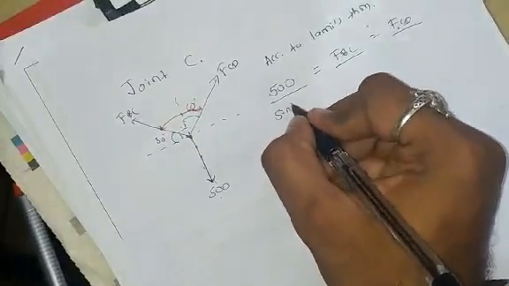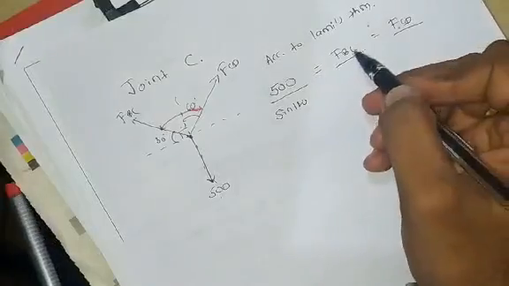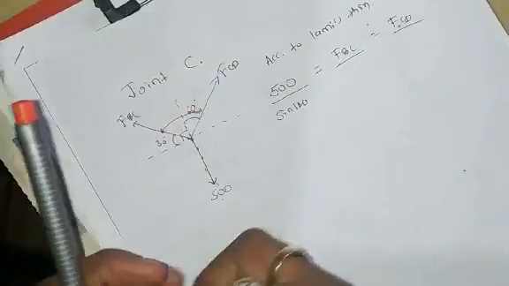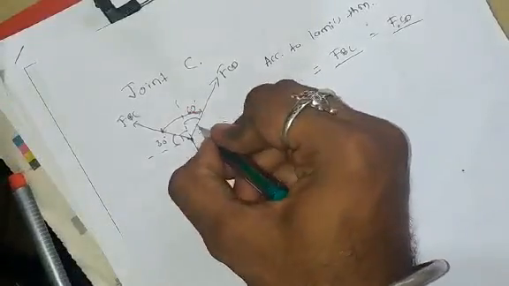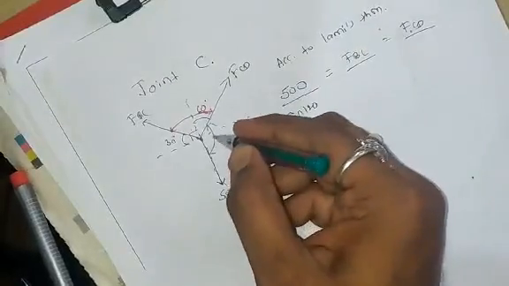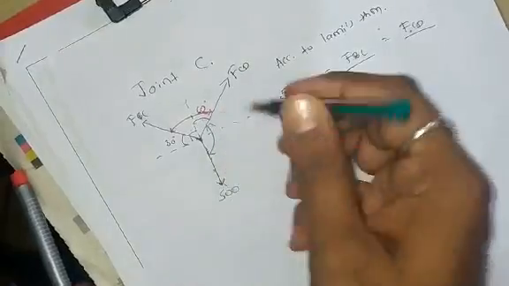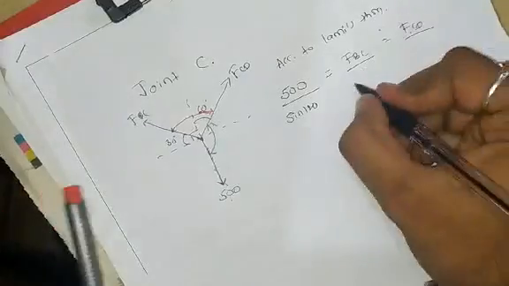So sine 120. Now consider FBC. When you consider FBC, sine of the angle between the other two forces, that means I want this angle now. What is this angle? Here this is 90. Now here also 90, 60 is here. That means here is 30. 90 plus 30 is 120. So again sine 120.